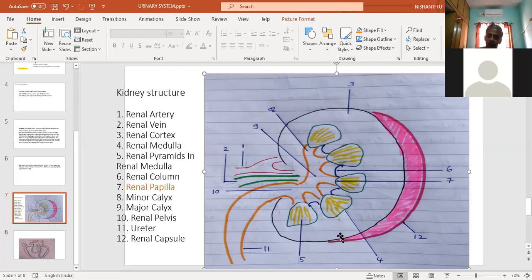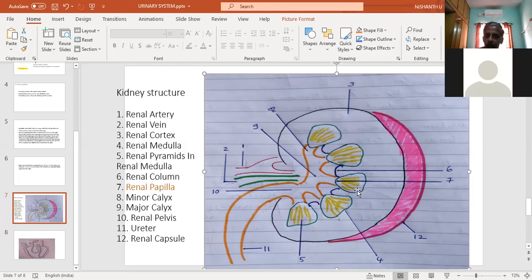This is the renal cortex. This is the renal cortex area, and this one is the renal medulla. Approximately 7 to 18 renal medullae will be there per kidney. Inside the renal medulla, you can see striations, lines like that, and they are nothing but called renal pyramids. Then between the renal pyramids, one gap will be there, and that gap is called the renal column.